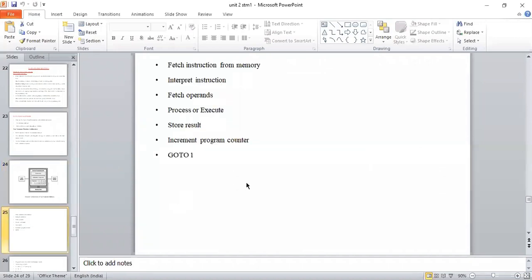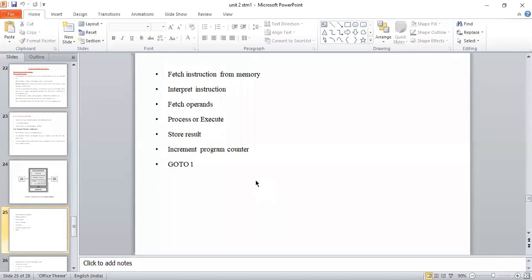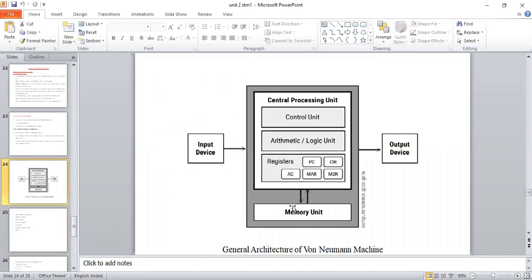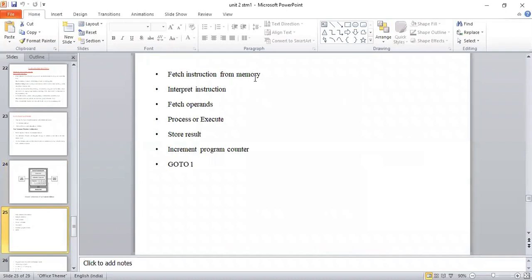See, these are the basic steps that will be followed in the von Neumann machine execution. One instruction has to be executed. That means first it fetches the instruction from the memory. I have said that data and instructions are both stored in the memory unit only. So whatever instruction has to be executed has to be fetched from which unit? The memory unit. From the memory unit only the instruction has to be fetched. So that is the first step: fetch instruction from the memory unit.